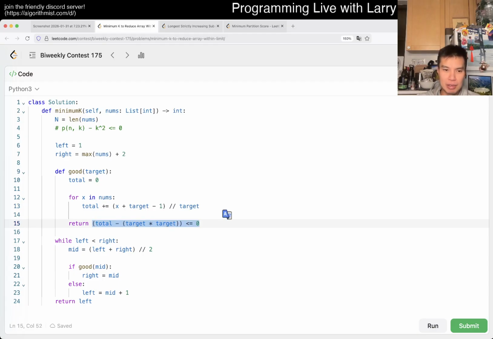And yeah, this is the formula they give you for the problem, right? The total minus target square, and that's it. That's all I have for this one. I mean, this is going to be linear, right?